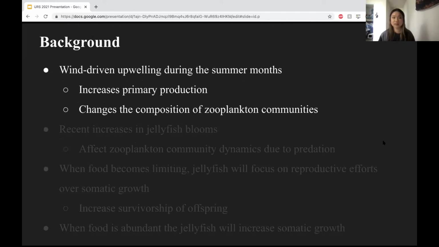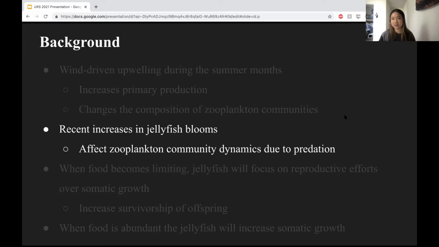And so, just a little bit of background. Along the Pacific West Coast, there's a process called upwelling during the summer months, where wind blows across the surface of the water and offsets the water along the coast. In doing so, water rich in nutrients rises from deep below, and this causes an increase in primary productivity. This in turn changes the composition of zooplankton communities.